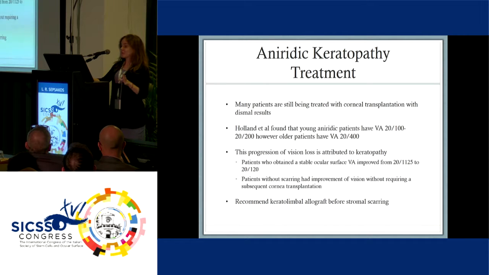Patients who achieve a stable ocular surface have a statistically significant improvement of visual acuity. And patients who had a stable ocular surface before stromal scarring ensued did not require a subsequent corneal transplant. So it's recommended that keratolimbal allograft be performed in these patients before stromal scarring arises.